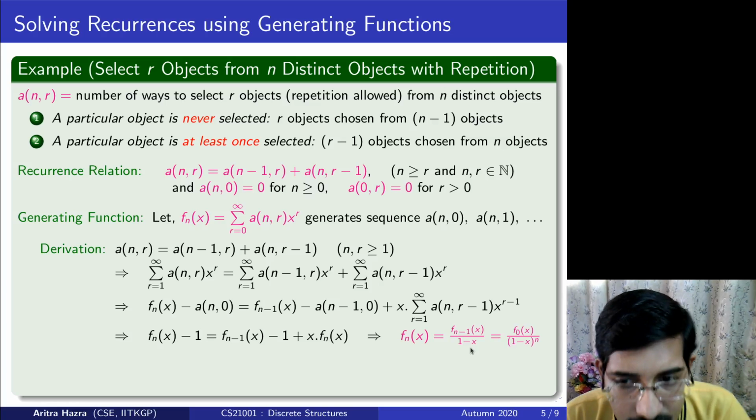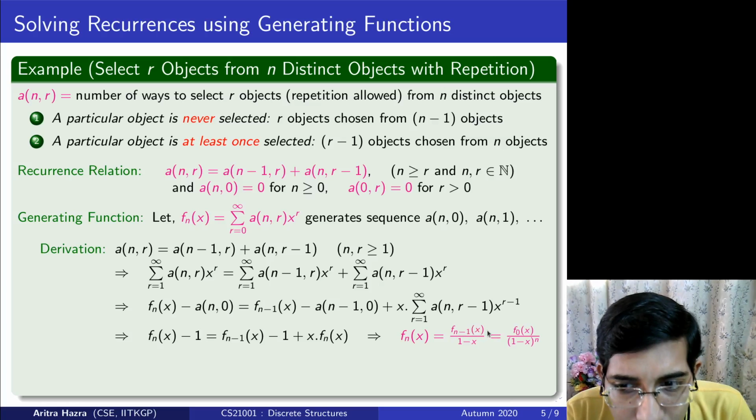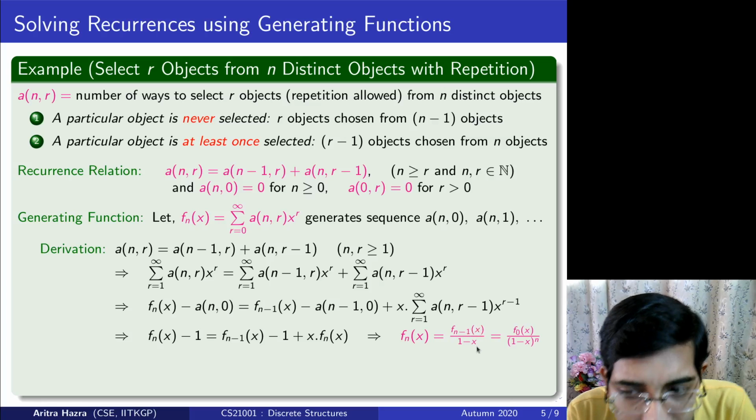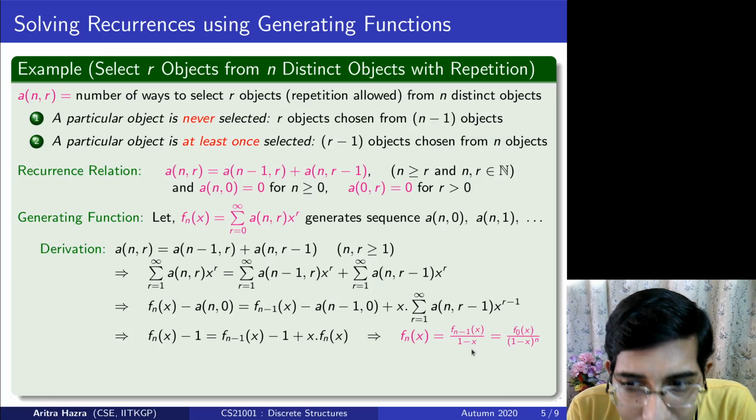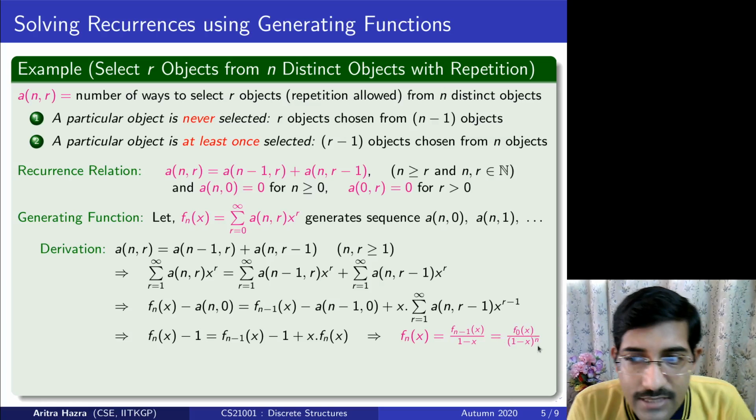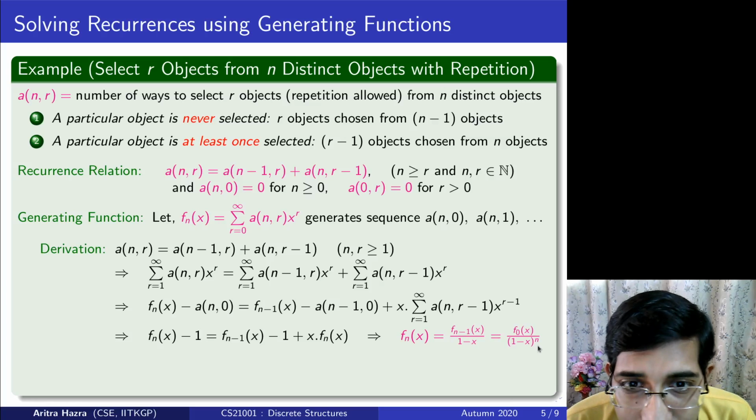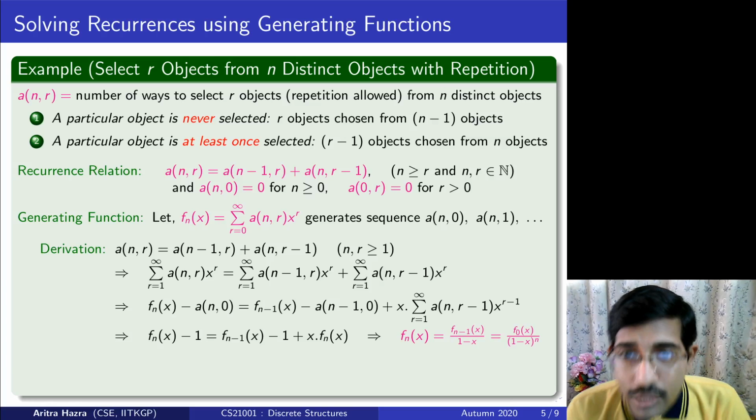And solving this, I get f_n(x) is equal to f_(n-1)(x) by 1 minus x, which is equal to f_(n-2)(x) by (1 minus x) squared, f_(n-3)(x) by (1 minus x) cubed, and it goes down to f_0(x) by (1 minus x) to the power n. What is f_0(x)?